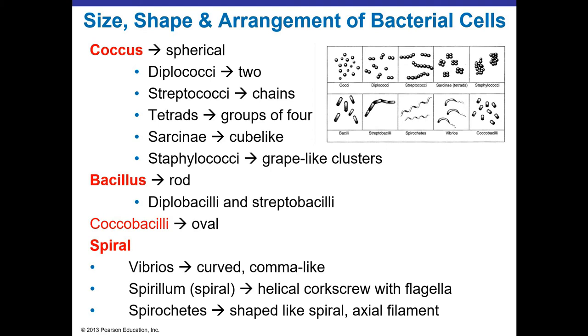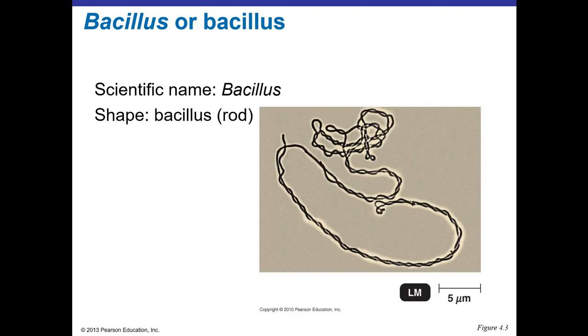So in summary, the basic shapes, we have our cocci, which are spherical, much more diversity in their arrangement. The bacillus, which is a rod, they can have diplobacilli and streptobacilli, but not much more. Our spirals come in the curved comma-shaped vibrios, a kind of gentle turn with our spirillum, and the spirochetes, which are more of a true cork-shaped tight spiral.